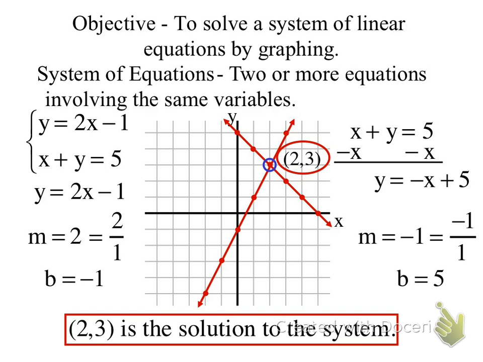So when we have systems, there are three things that can happen.